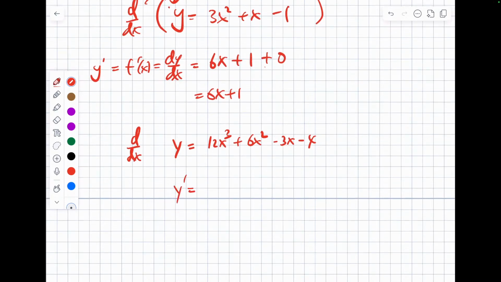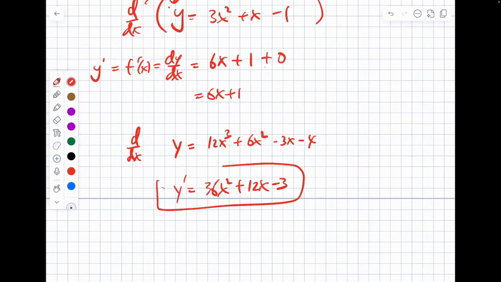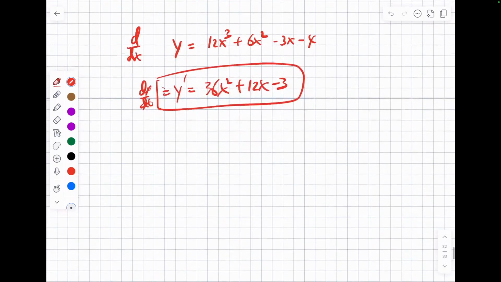You can say it's y prime. What's the derivative of 12x cubed? 36x squared. Super easy, right? Plus, what's the derivative of 6x squared? What's the derivative of minus 3x? What's the derivative of 4? 0. And that's it. This is y prime, or dy dx. Either one is acceptable.